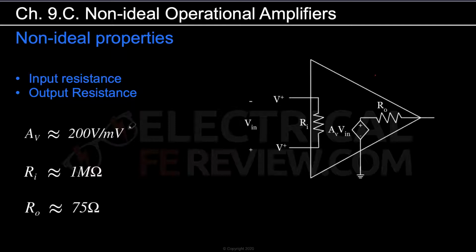Generally, the typical op amp internal gain is around 200 volts per millivolt. So when you are doing circuit analysis involving an op amp, you have to take these internal resistances into account while you're solving problems involving an op amp. So what we're going to do now is look at a problem that involves the non-ideal op amp.